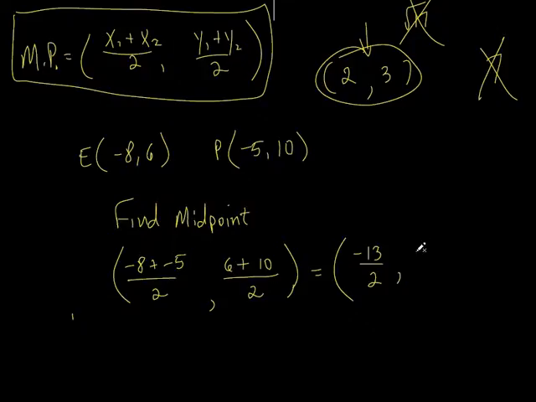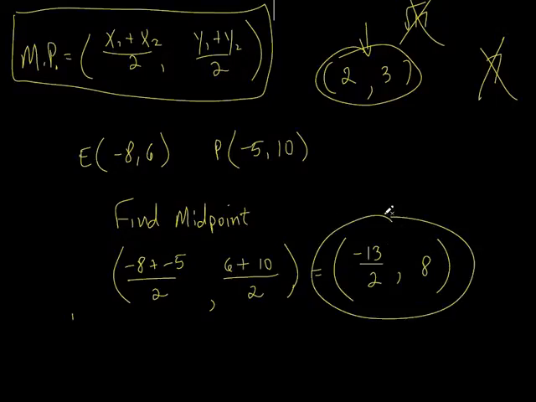16 over 2. Can we just do that in our head right now? 16 over 2 is what? Just 8, all right? And then there it is. Just leave it like that. Don't change that to a decimal. Don't change it to a mixed number. Just leave it like that. That is a perfectly fine answer, just like that. That's how you find the midpoint.